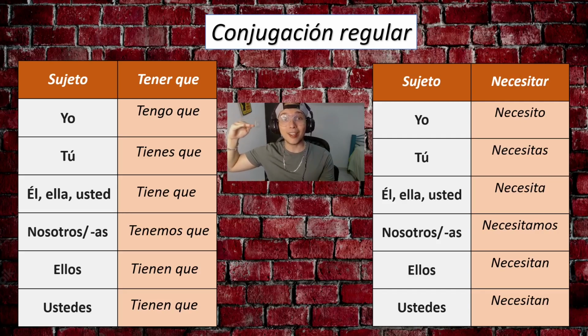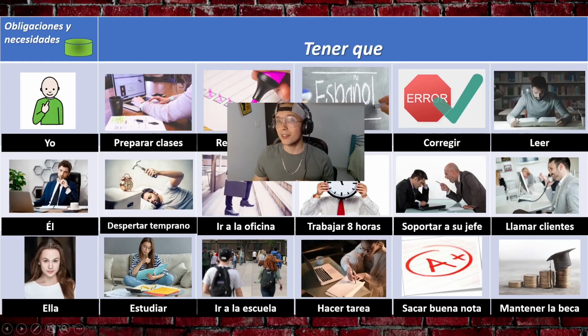Yo tengo que estudiar. Yo necesito estudiar. Yo tengo que trabajar. Yo necesito trabajar. Yo tengo que ir a la escuela. Yo necesito ir a la escuela. Okay? Now, let's take a look at some practice to learn this.